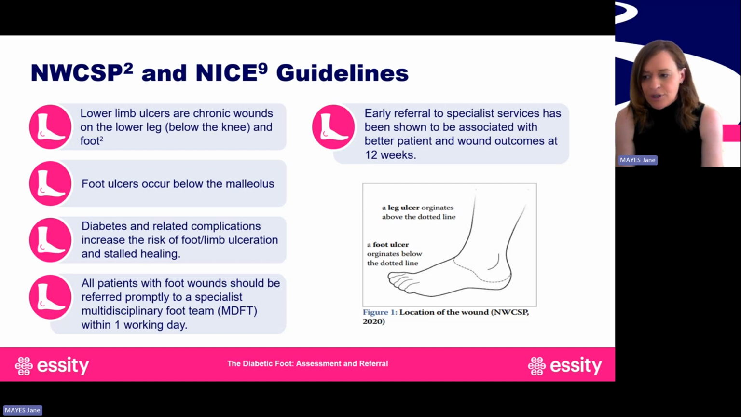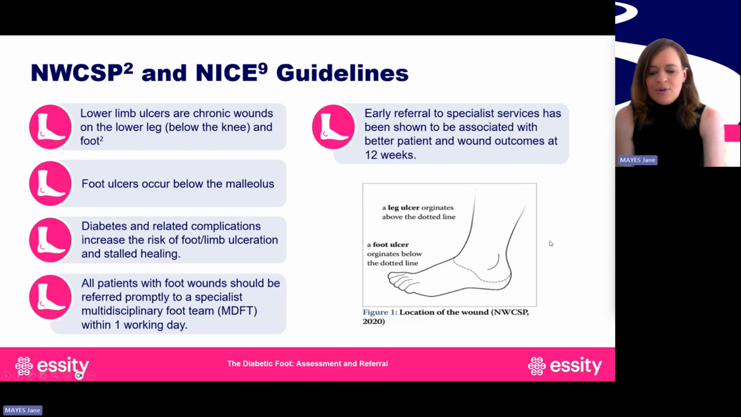Don't manage it alone. Don't just say, oh, it's just a little wound on the foot, it'll be fine next week, because the chances are with that escalation, it won't be fine next week. And those risk factors for patients with that presentation, that risk of amputation is so, so great.